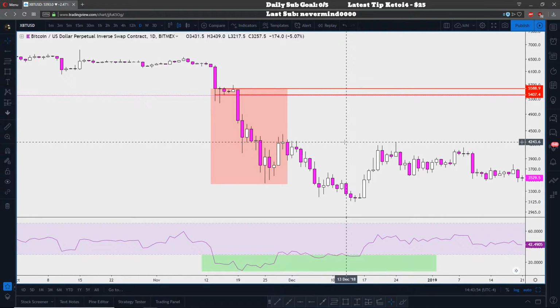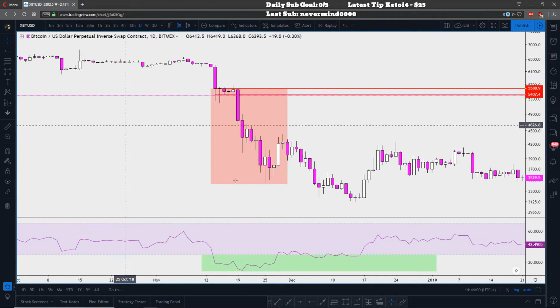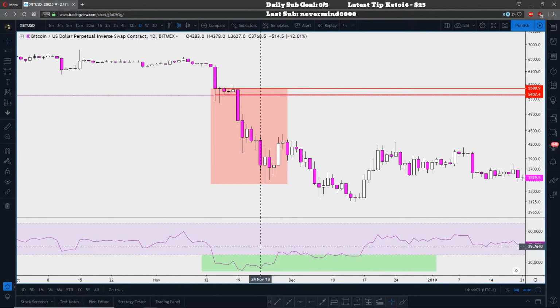So look for clear reversal signals. Don't use RSI as your signal. RSI is warning you. Just think of overbought and oversold as a warning range, and then start to look for your levels.